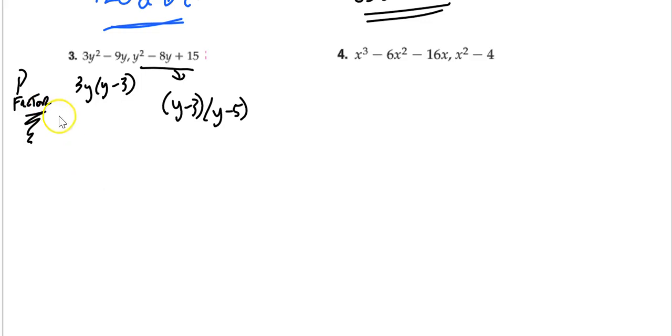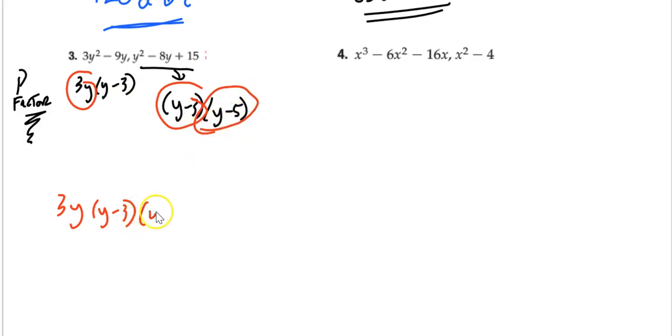And then we do what we always do. Take one of each and take the higher one. If there's two of the same, take the higher one. So I need a 3y, nothing else there. They both have y minus 3, I need whatever one, they're both the same power. And I need a y minus 5. That's how I prime factor it.